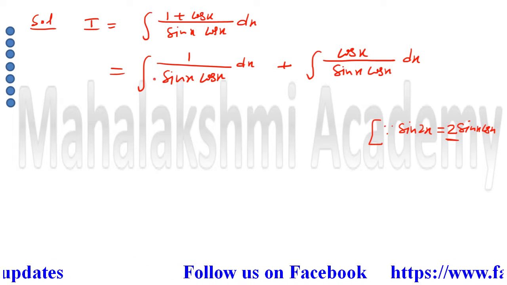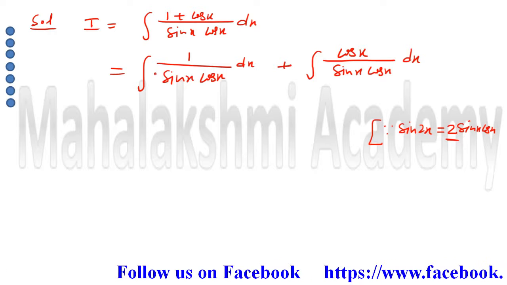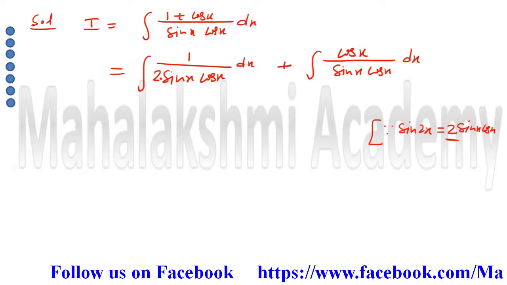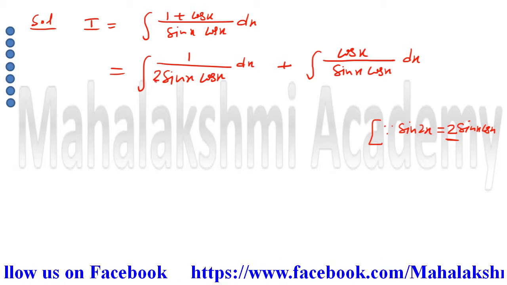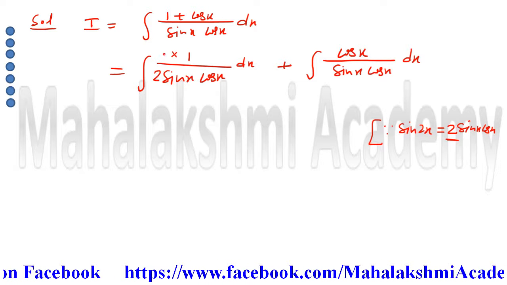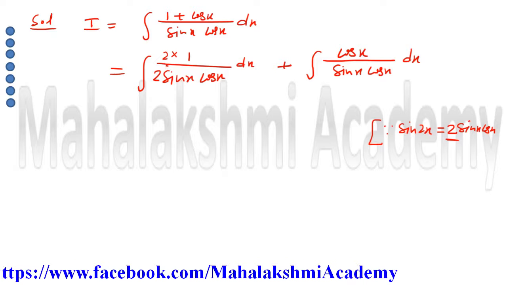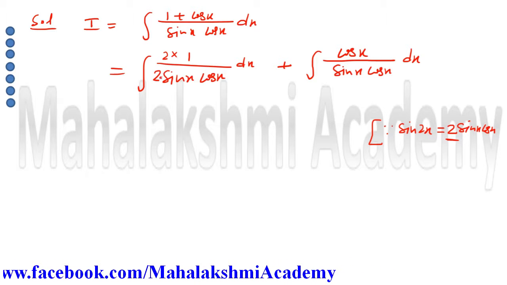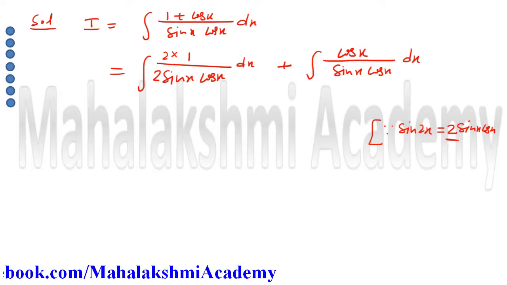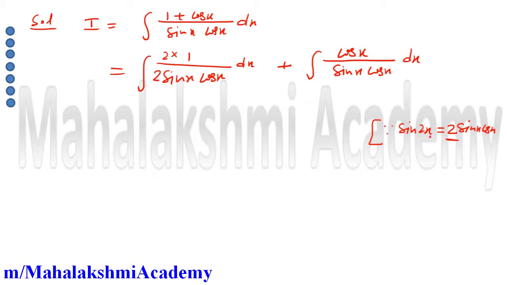So what we will do is, here we will multiply also by 2. And since I wrote 2 in the denominator, here also I have to do the 2. So this 2 additionally I multiplied in the numerator as well as in the denominator, so that I can convert it in the form of sin 2x.